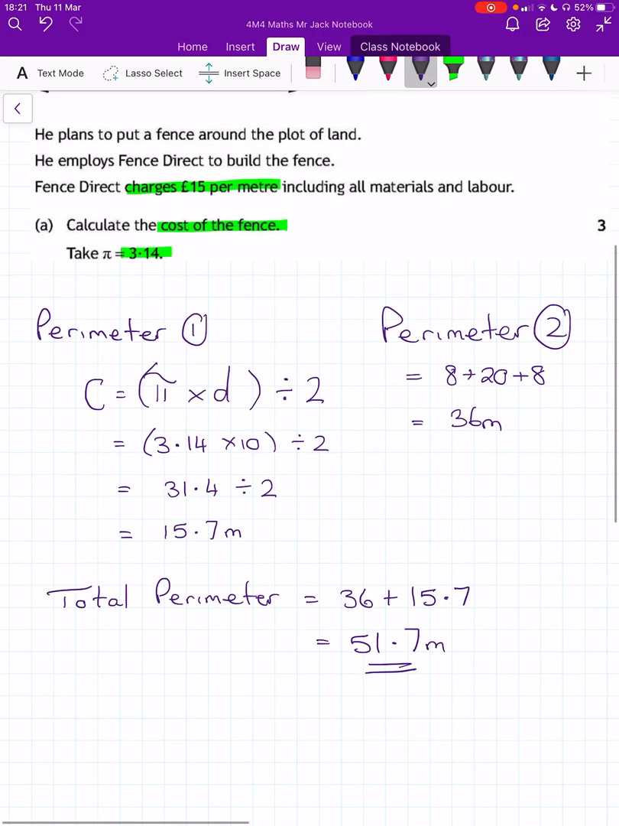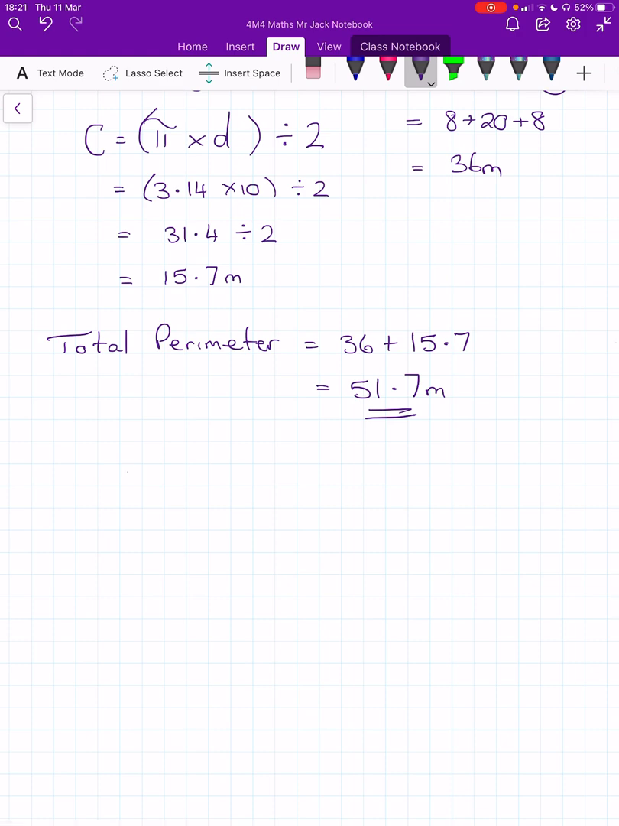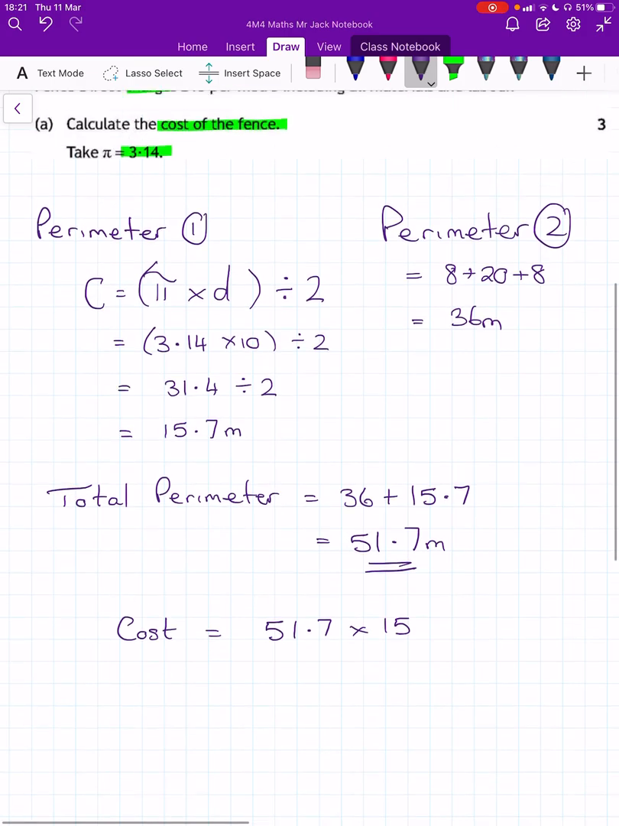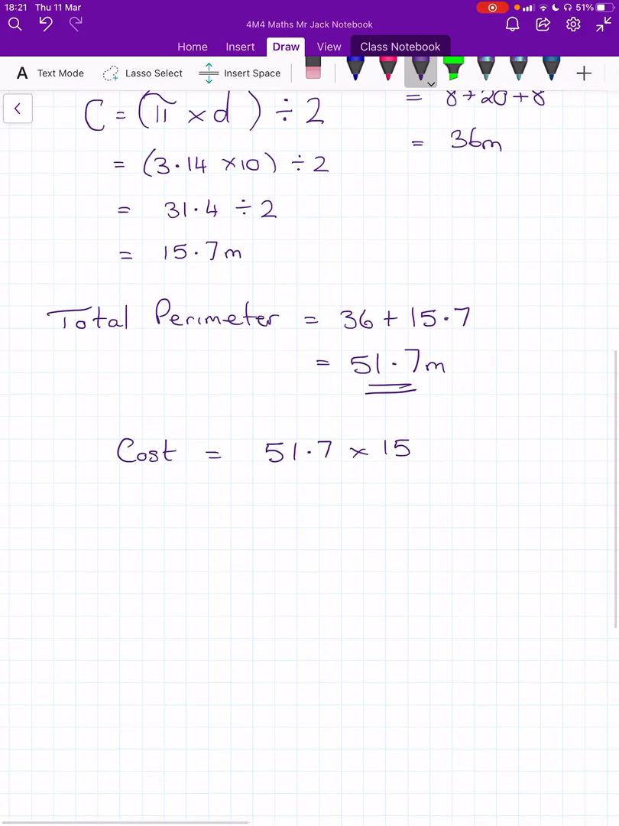Last bit of the question, calculate the cost. So the cost is 51.7 times 15. Okay, 51.7 multiplied by 15. So we could do different things here. We could multiply 51.7 times 10, multiply 51.7 times 5 and add it together. That's probably what I'll do.